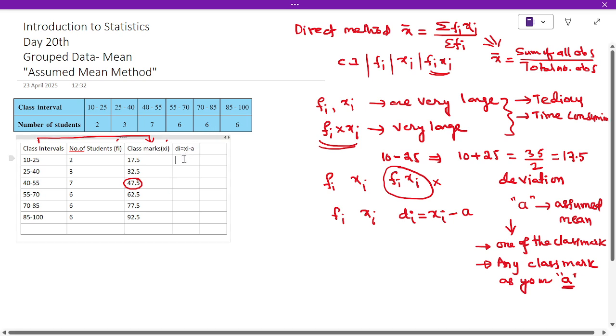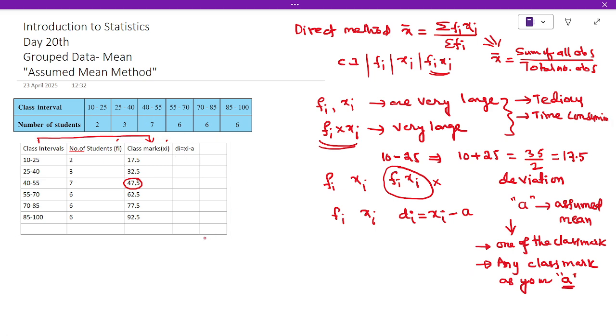So now here, di. For this di, for the first class interval, what is your xi? That is 17.5. Now what is our a here? a is 47.5. So this is our a. Okay, so now xi minus a, that is 17.5 minus 47.5. So how much is it? Minus 30. Clear? So that will be your di for the first class interval.